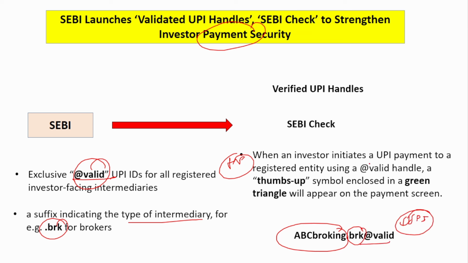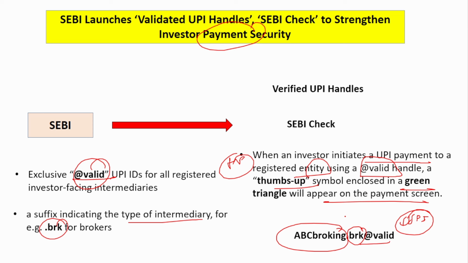And also, when an investor initiates a UPI payment to a registered entity using the @valid handle, a thumbs up symbol enclosed in a green triangle will appear on the payment screen. See, suppose some fraudster has access to this @valid UPI ID also. He tries to get a UPI ID that has this @valid in it. Then what if you make the payment to the fraudster?